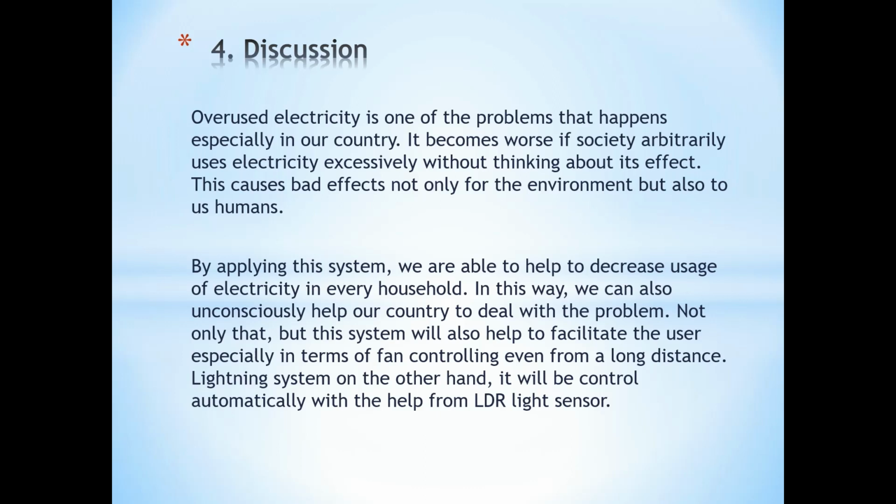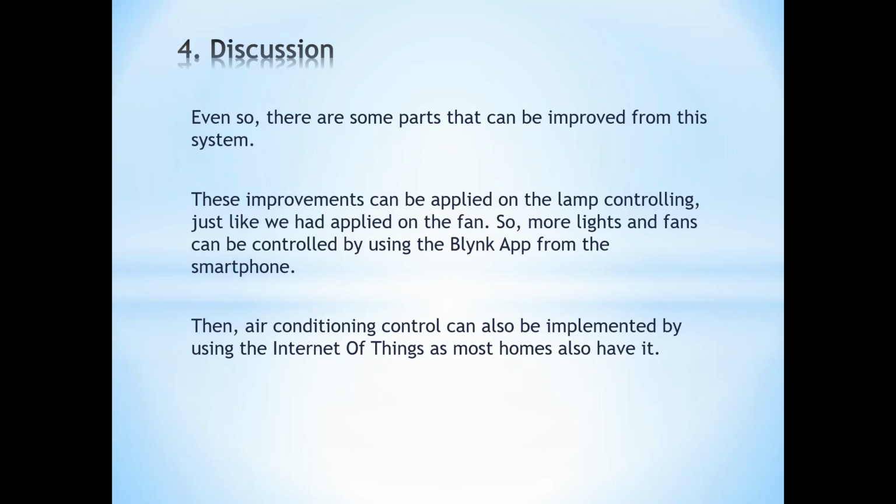Not only that, but the system will also help to facilitate the users, especially in terms of fan controlling even from a long distance. The lighting system, on the other hand, will be controlled automatically with the help of the LDR light sensor. Even so, there are some parts that can be improved from this system. This improvement can be applied on the lamp controlling, just like we had applied on the fan. So more lights and fans can be controlled by using the Blynk app from the smartphone. Then air conditioning control can also be implemented by using the Internet of Things, as most homes also have it.